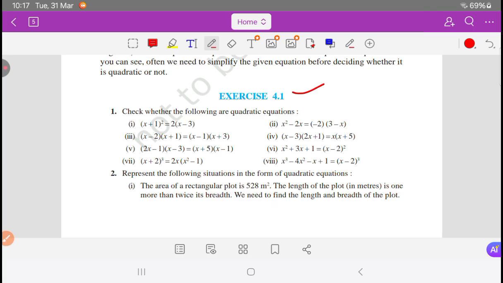We will solve the question and answer at the end of this session.